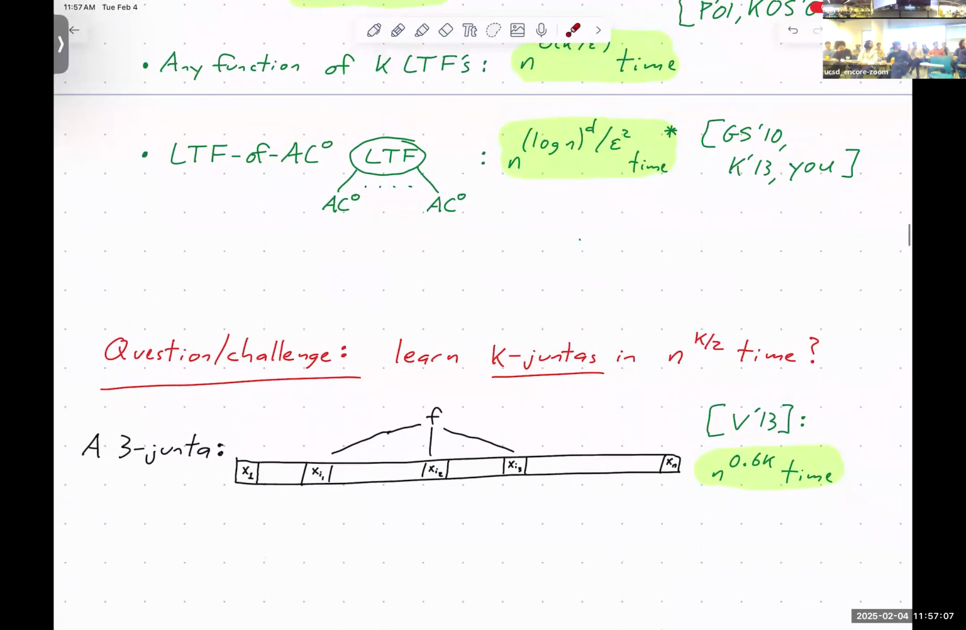I want to just copy a question from an earlier audience member. Are there any fine-grained complexity results about learning k-juntas in k? In this uniform distribution setting, I don't think so, but I'm not 100% sure. There are some connections to parameterized complexity, but I can never understand those papers. So I'm pretty sure that they don't tell you things about the uniform setting.